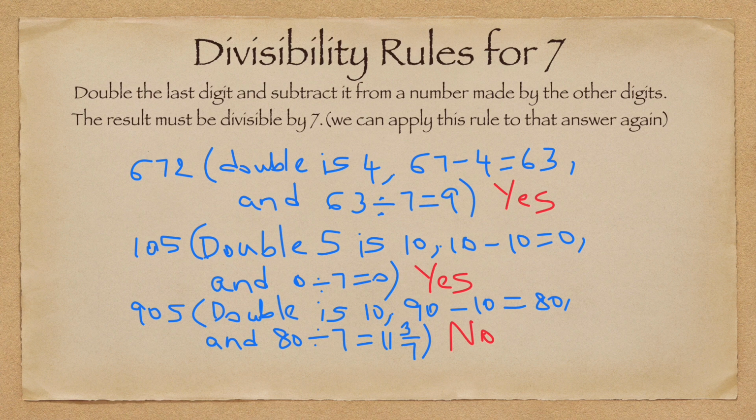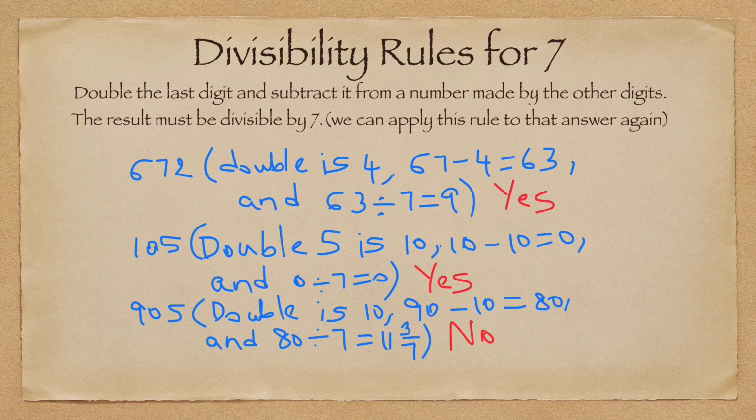Next example, 105. Double the last digit. The last digit is 5 and double 5 is 10. And let's subtract it from the remaining digits. 10 minus 10 is 0, and is 0 divisible by 7? Yes, exactly. So 105 is also divisible by 7.